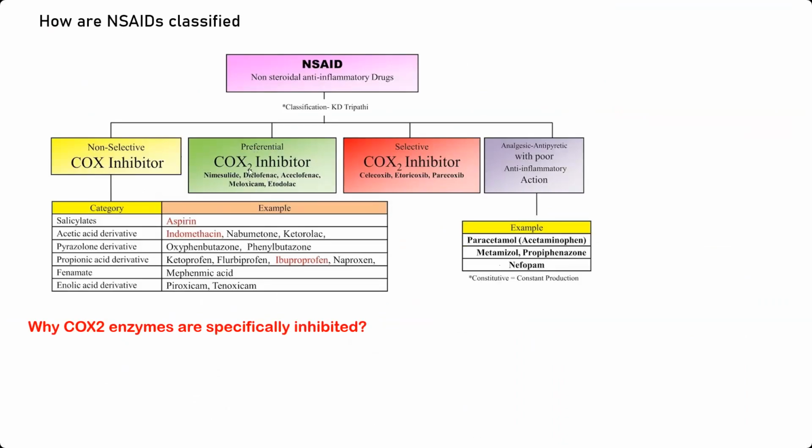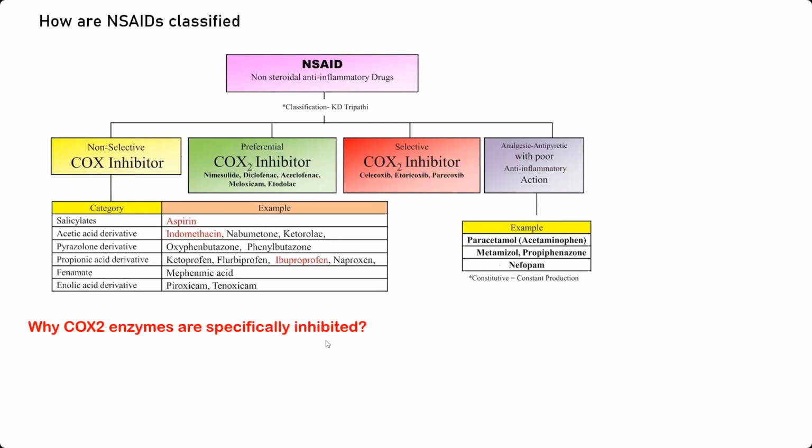It is a preferential COX-2 inhibitor. And selective COX-2 inhibitors are celecoxib, etoricoxib, and parecoxib. These have been almost banned now because of some unwanted cardiovascular effects. So the commonly used drug is only a preferential COX-2 inhibitor.